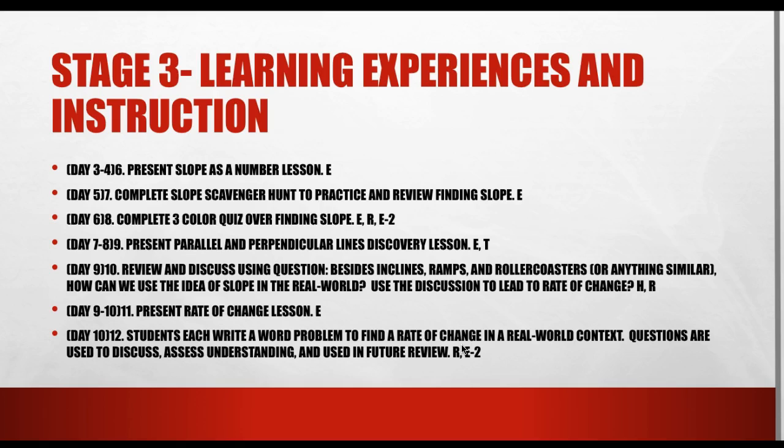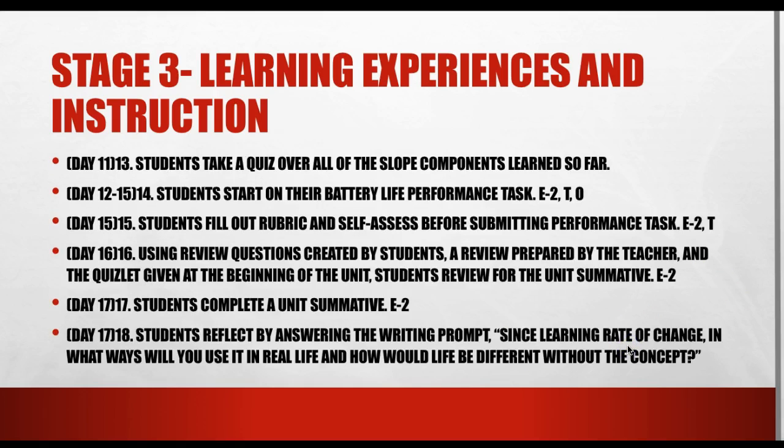Present the rate of change lesson, and then students will each write a word problem to find a rate of change in a real world context, and we'll use those to discuss and review for our final. And then students will take a quiz over all of the slope components learned so far. They will start on their battery life performance task. After they finish that task, they'll fill out a rubric and self-assess before submitting, and then they'll use the review questions we created earlier in the unit to review for their summative. After they complete their summatives, they will reflect by answering the writing prompt that we mentioned just a minute ago.